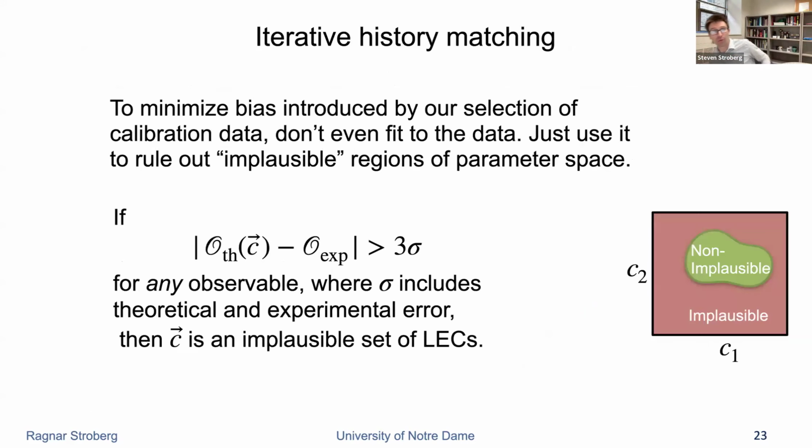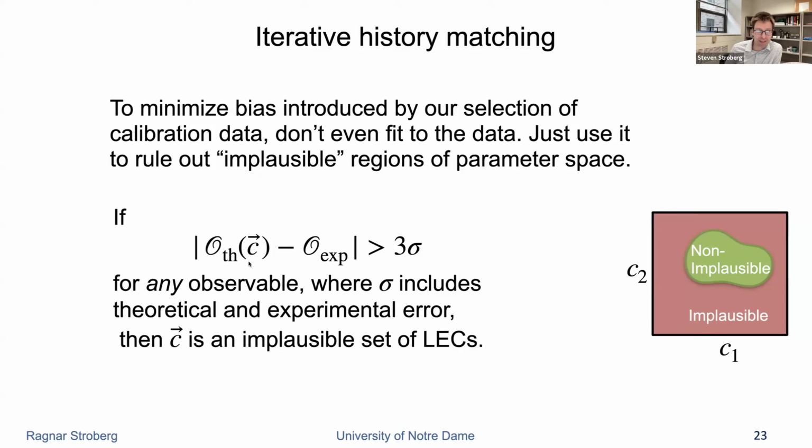So here's the framework. It's called iterative history matching. We collaborated with statisticians to develop this. We want to minimize the bias introduced by selecting your calibration data. So what we do is use our calibration data to rule out implausible regions of parameter space.